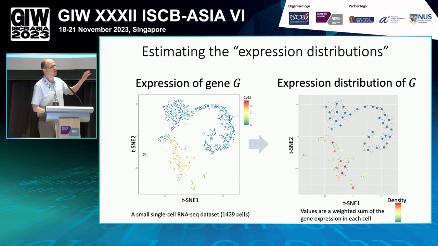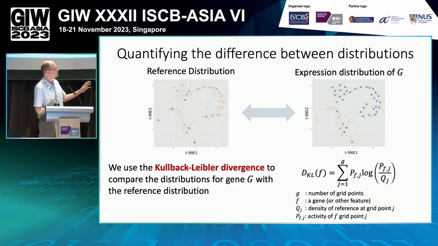So I get a distribution like this for every gene, and then I compare the distribution of those genes with that reference distribution. And I try to see how different they are. And for that, we can use something called the Kullback-Leibler divergence. Maybe you are familiar with it. It's often used to measure the difference between two distributions.